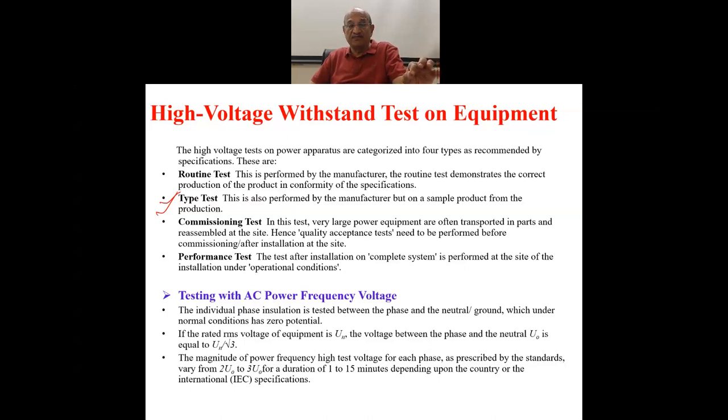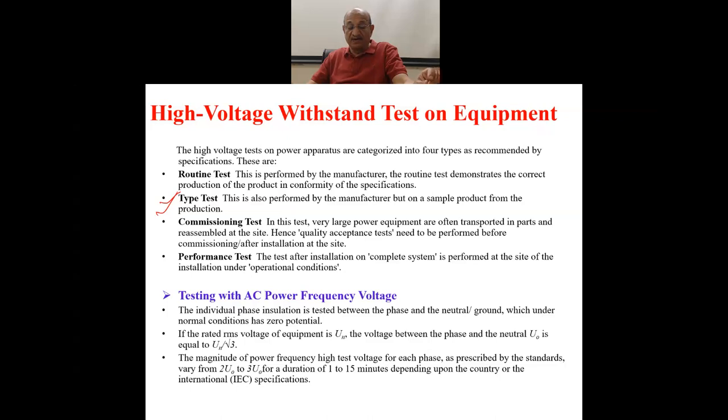That means you can test it one by one, applying the high voltage, with the other electrode grounded. The individual phase insulation is tested between the phase and the neutral or ground. Neutral normally is considered to be at zero potential, so neutral or ground we call it. Otherwise, we have learned that there is a vast difference between neutral and ground. But when you are testing, it doesn't make much of a difference because you are doing it in the laboratory, where both neutral and the ground have to maintain zero potential.